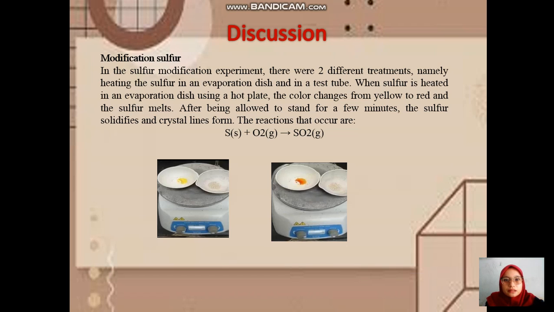Observation results and discussion: modification of sulfur. In the sulfur modification experiment, there were two different treatments, namely heating the sulfur in an evaporating dish and in a test tube. When sulfur is heated in an evaporating dish using a hot plate, the color changes from yellow to red and the sulfur melts. After being allowed to stand for a few minutes, the sulfur solidifies and crystallizes. The reaction that occurs is S + O2 produces SO2.